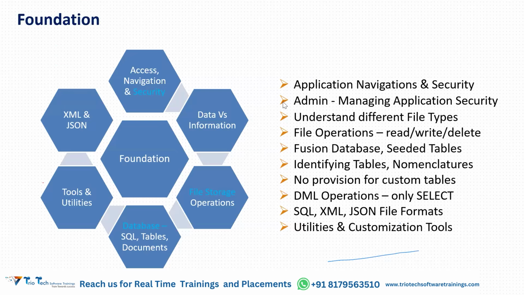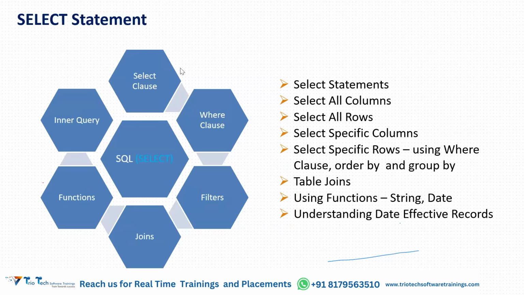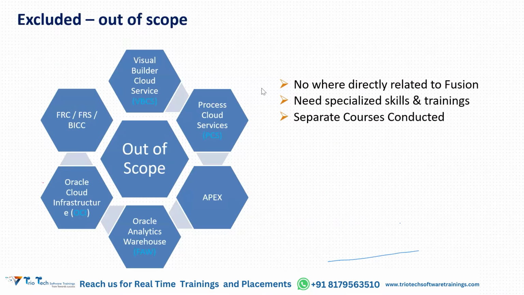In case you are not familiar with databases, select statements, and whatever is required from the Fusion perspective, we will be learning that also. Different variants of the select statement we will learn from scratch. What are the things which are out of scope, which are not included, except for VBCS? We specifically included VBCS because technology is moving and more advancement is required from the Redwood perspective. People who don't know what VBCS is, what Redwood is, everything we are going to discuss.